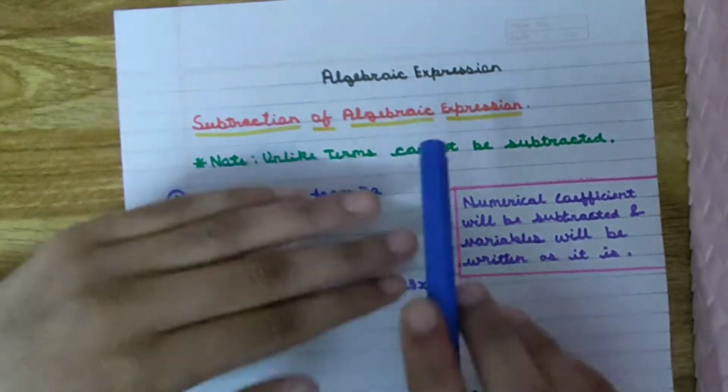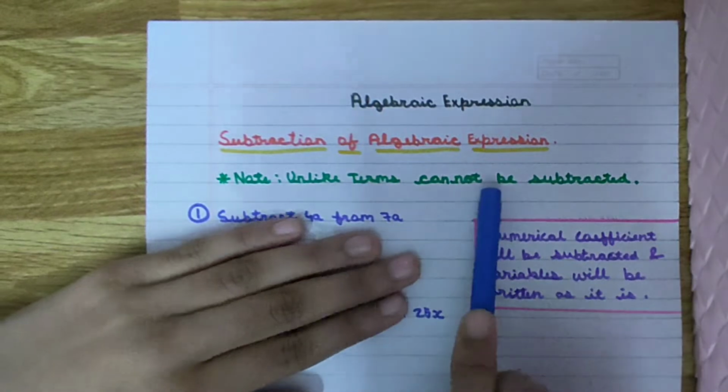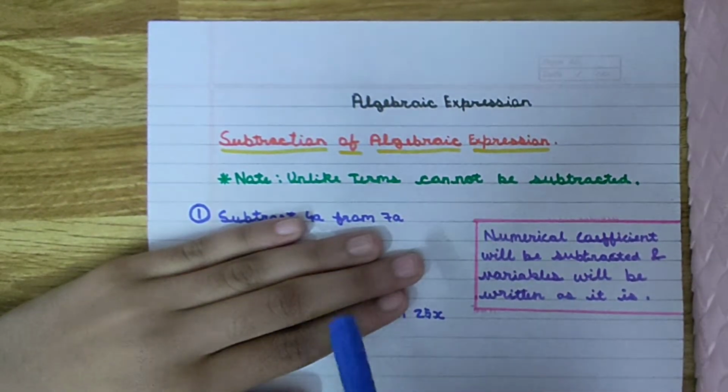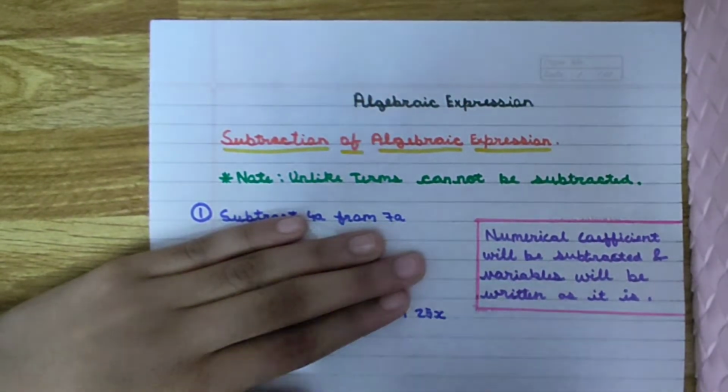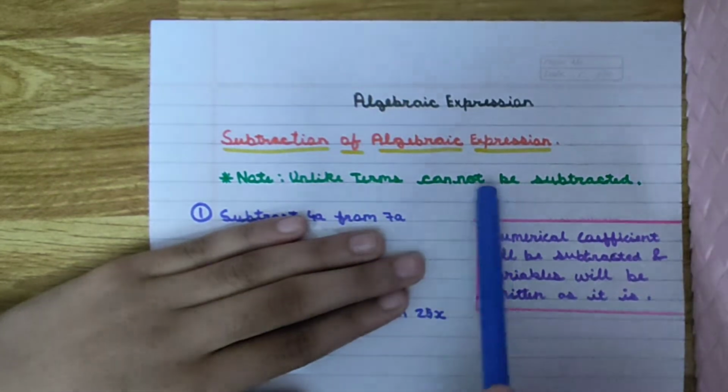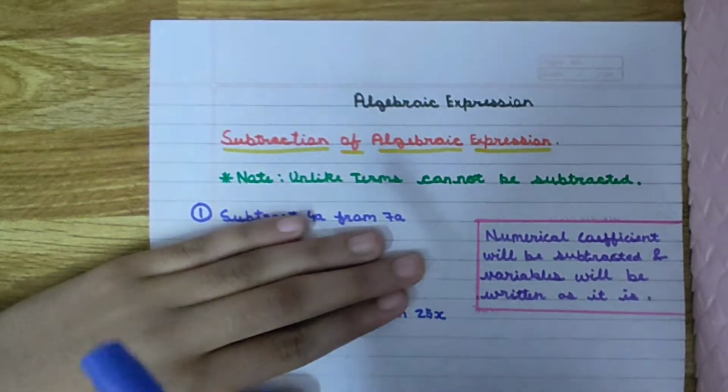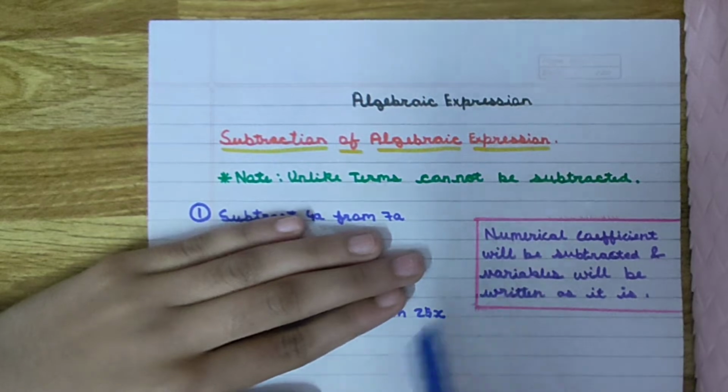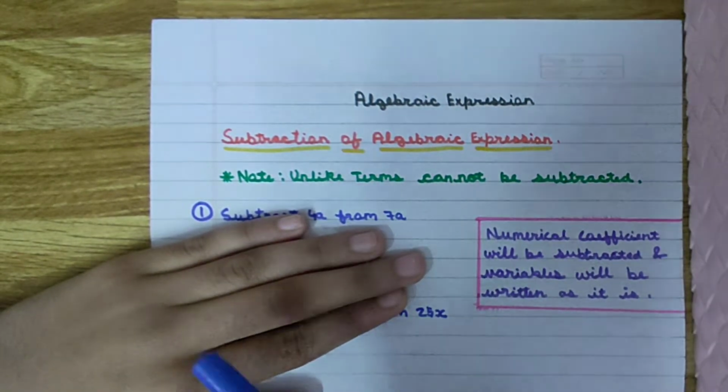Okay, so an important note here is that unlike terms cannot be subtracted. Only like terms can be subtracted. While subtracting and adding, you should remember this point. Now, what are like terms and unlike terms, numerical coefficients, variables, etc.? You can refer to the part 1 and part 2 videos.